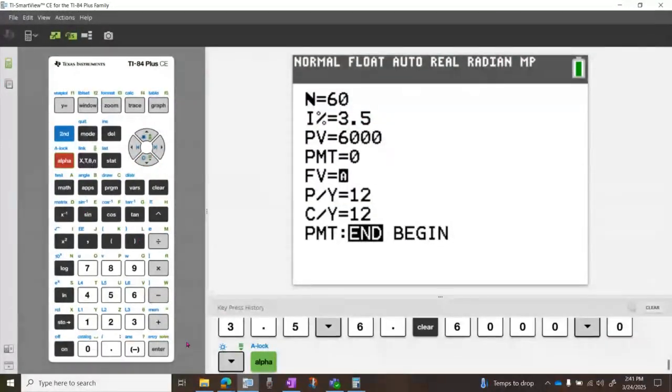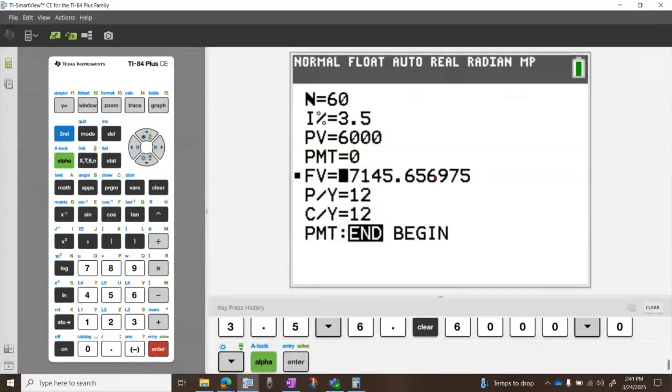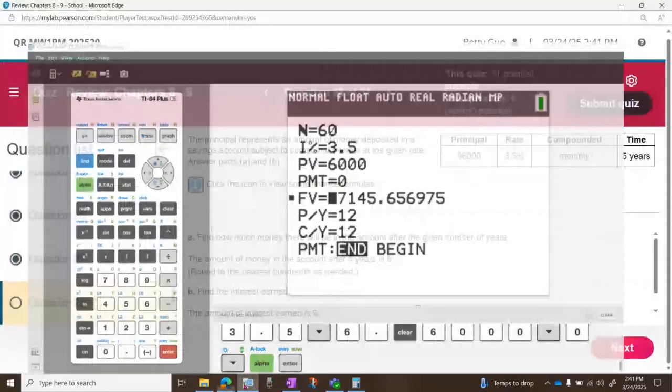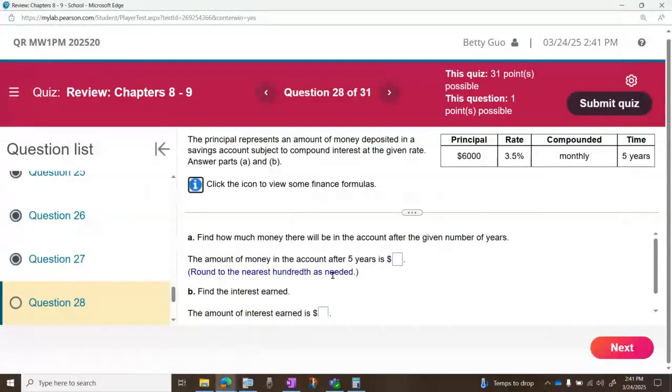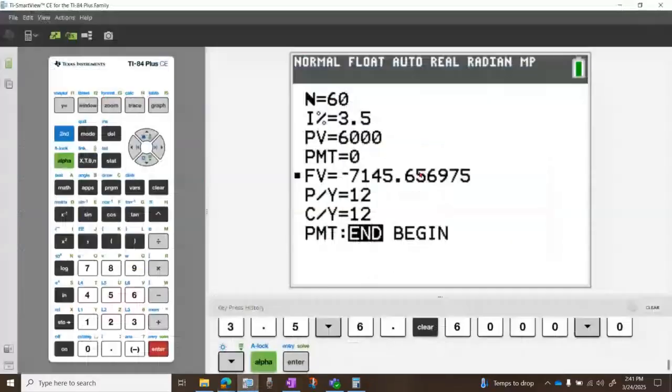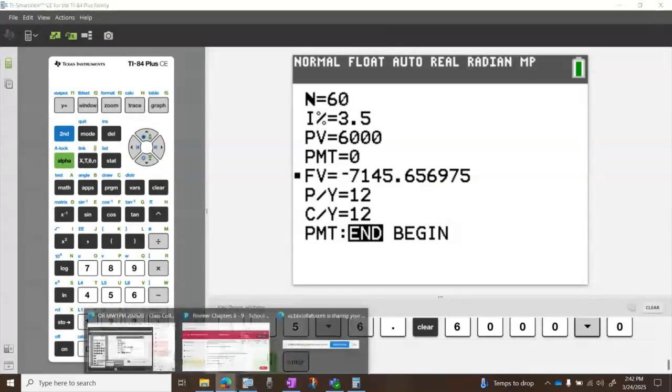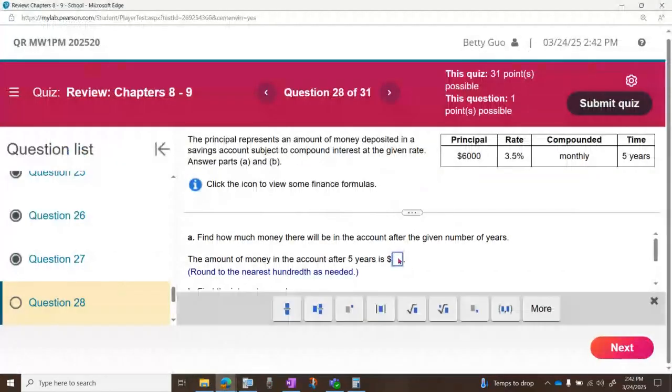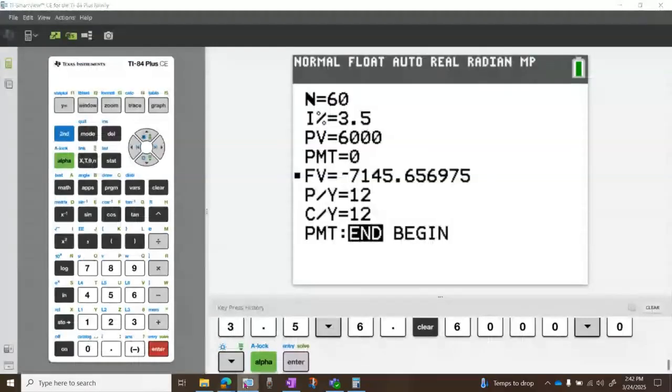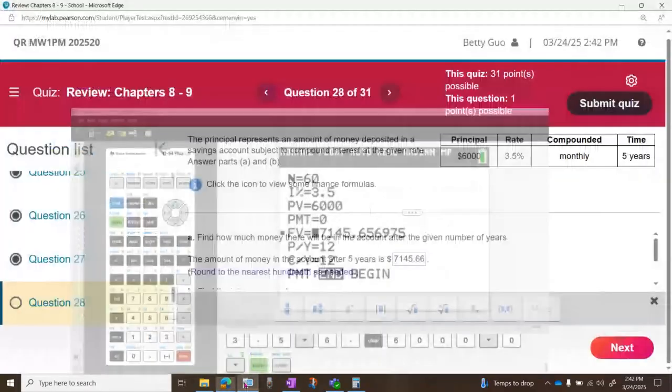So solve for future value. You're going to have that much money in the future in 5 years. How do we round it? Round it to the nearest hundredth, so the nearest cent. 6 is bigger than 5, so round it up. $7,145.66. Double check your entry.